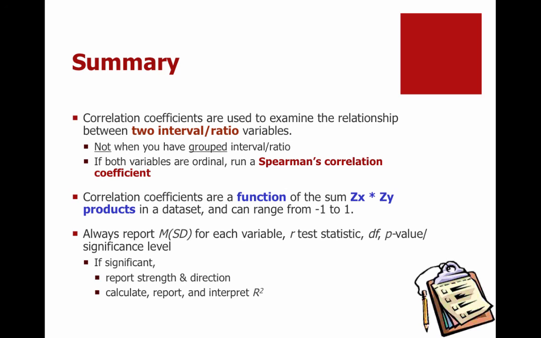And so we always report in our conclusions the mean and standard deviation for each variable, your test statistic, your degrees of freedom, and your p-value if you know it, if not, your significance level. And then if it is significant, then you further report the strength and the direction of that relationship, and then calculate, report, and interpret your coefficient of determination.